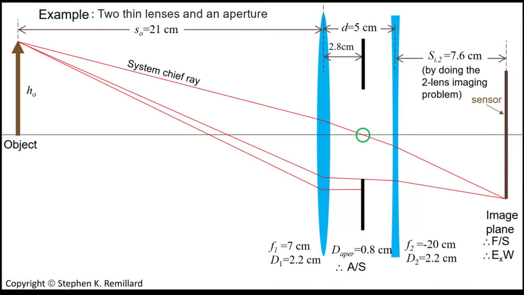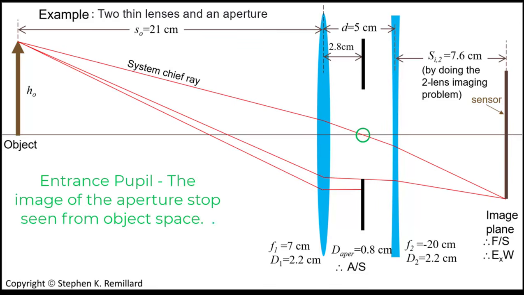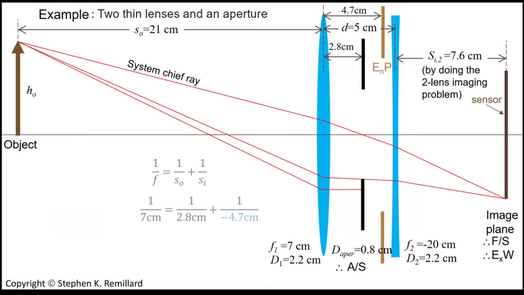Now let's find the entrance pupil. Imaging the aperture stop leftward through this positive lens. This is just a magnifying glass since the object is inside the focal point of a positive lens. So the entrance pupil is a magnified virtual image on the same side as the aperture stop. And using the Gaussian equation, it is 4.7 centimeters to the right of the positive lens. Why right? Let's talk about that. Because that's the same side of the lens as the actual physical object. That's where a negative image distance goes.